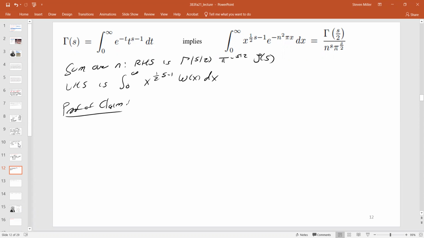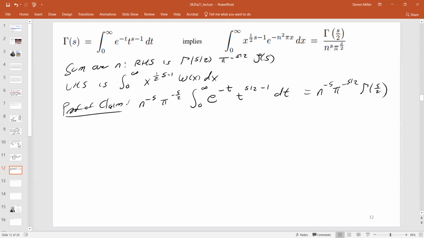Well, we have dm of s halves, n to the s pi to the s halves. Let's just put in what dm of s halves is. It's just n to the negative s pi to the negative s halves, and then the integral from 0 to infinity e to the negative t, t to the s halves minus 1 dt. And this is going to be equal to n to the minus s pi to the minus s halves dm of s halves.